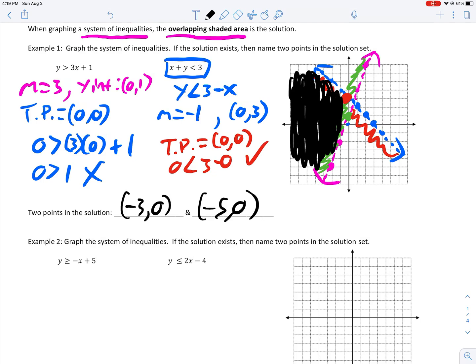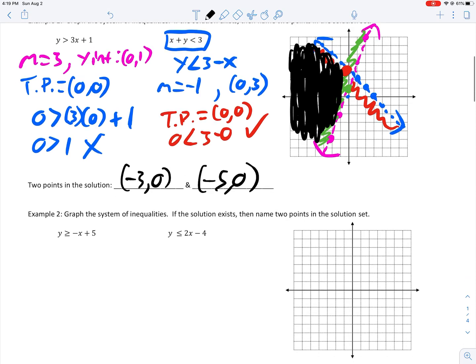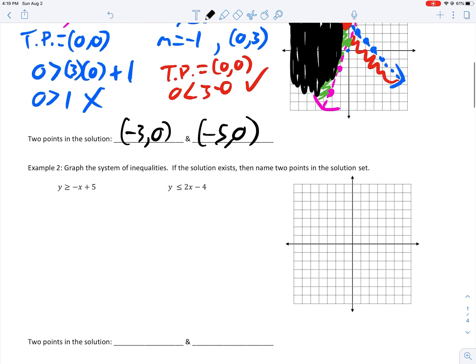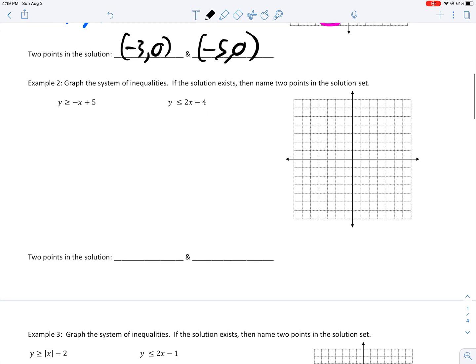So when you're doing this, that region should stand out. If I held this up to anyone, that black would just catch their eye right away. And that's what it should be when I'm looking at your paper. I should be able to easily tell what the overlapping region is. Don't make me guess. I'm a very expensive guesser.